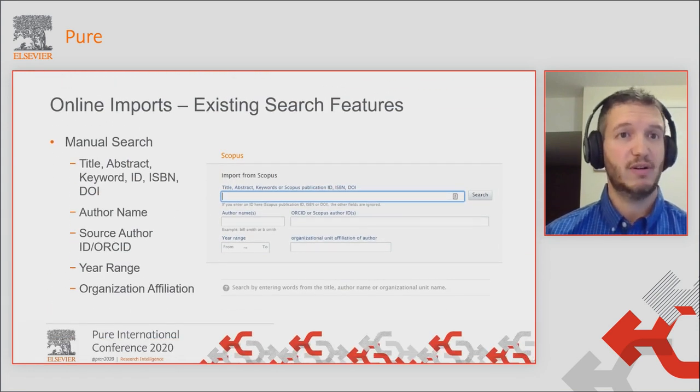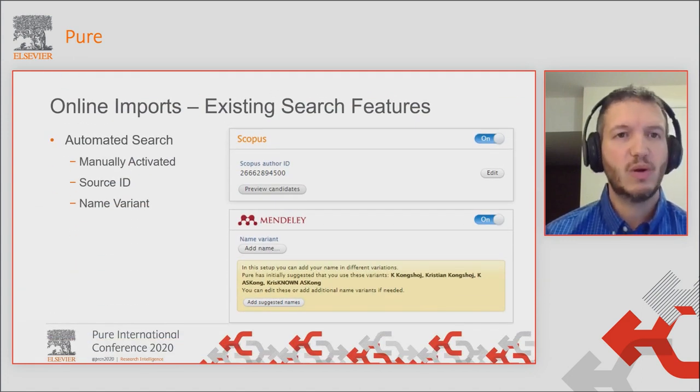Just as a refresher, a manual import source allows a Pure user to search a specific online source, like Scopus, for relevant publications. And as you can see here, these sources have many different criteria you can use to search for publications.